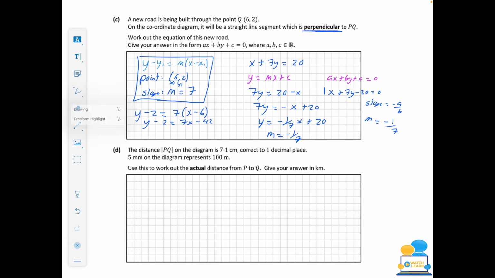Now, this is where we're going to read our question. We haven't seen this before. This is a slight extension onto what we've done. We want our answer in the form ax plus by plus c is equal to 0.